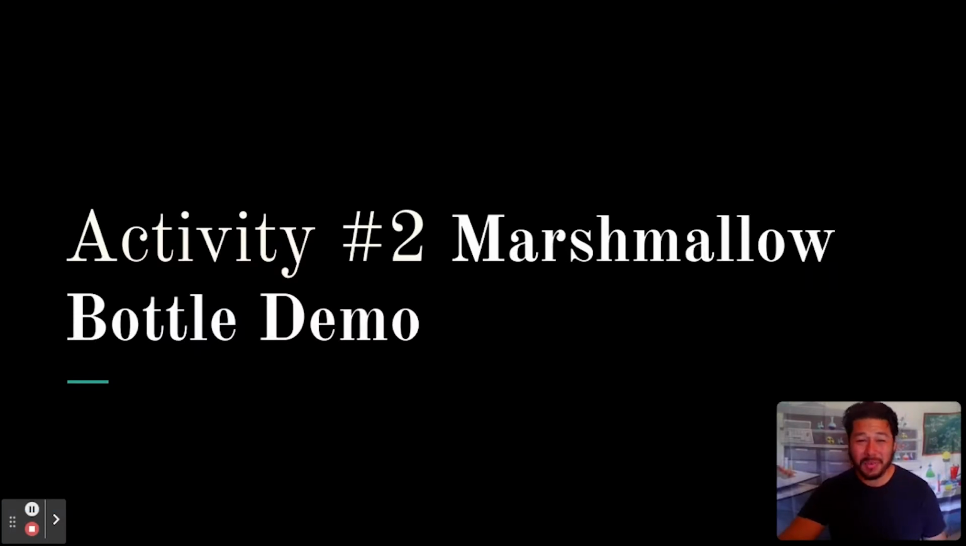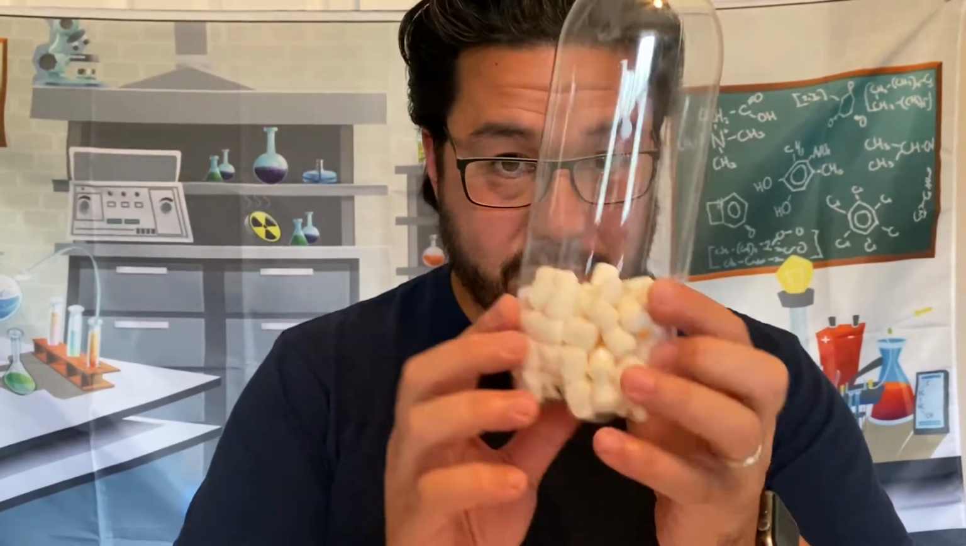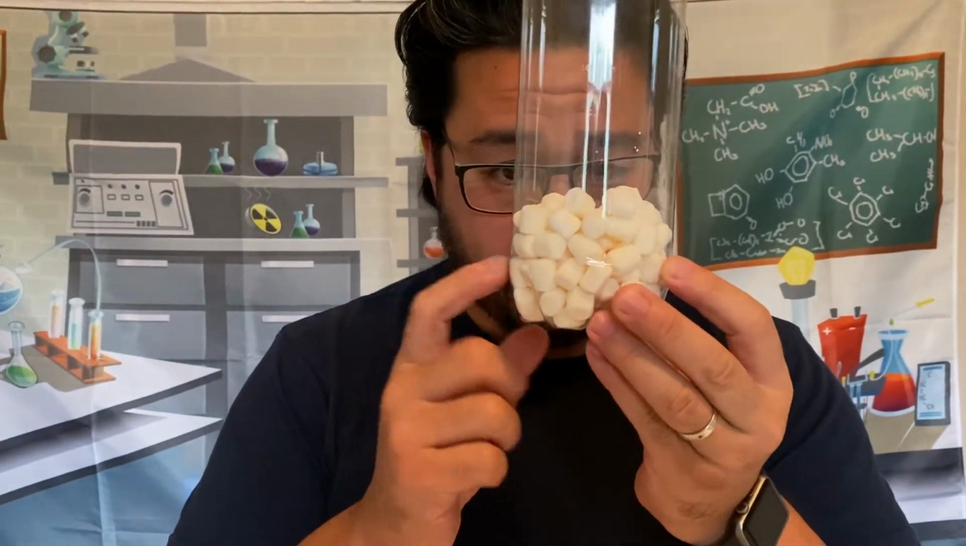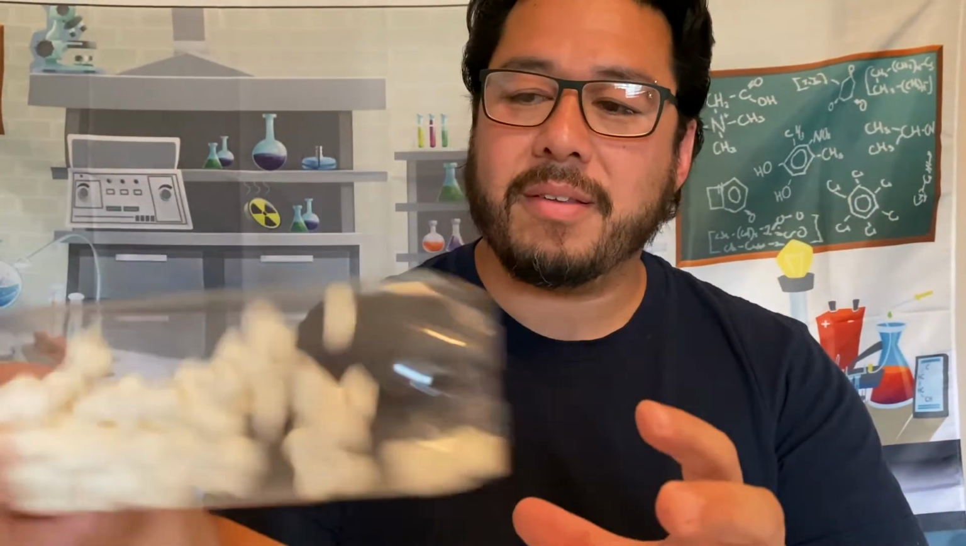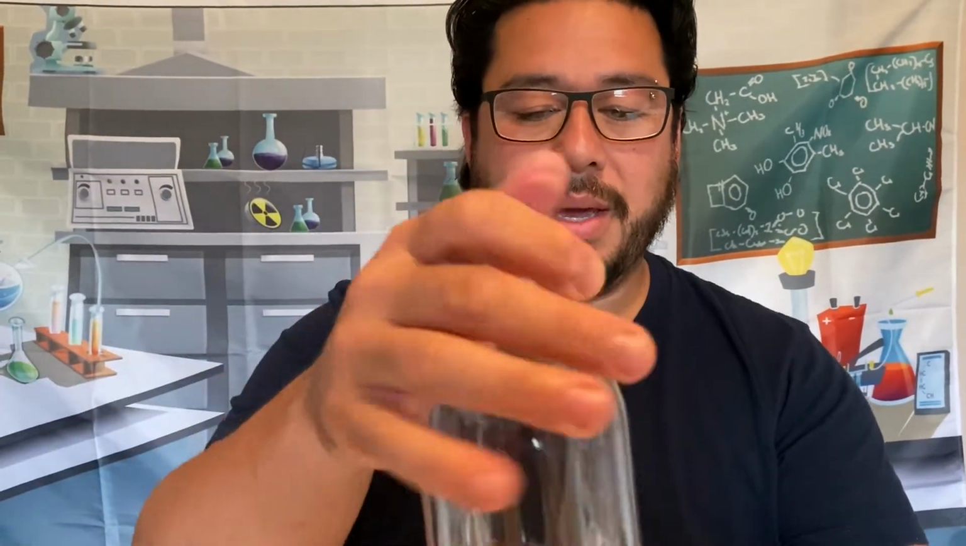Activity number 2, marshmallow bottle demo. All right, Science Explorers, activity number 2, it's our marshmallow bottle demo. We have a bottle with some marshmallows in it. Science Explorer instructors, you're pre-filling this to save some time at camp. So there's our marshmallows.